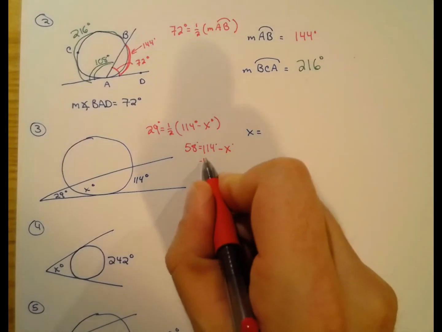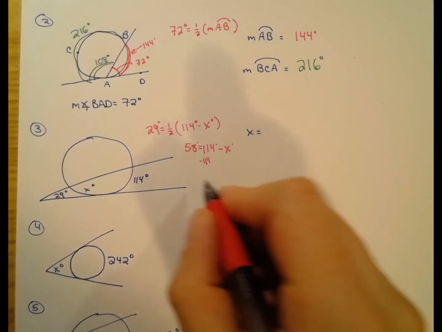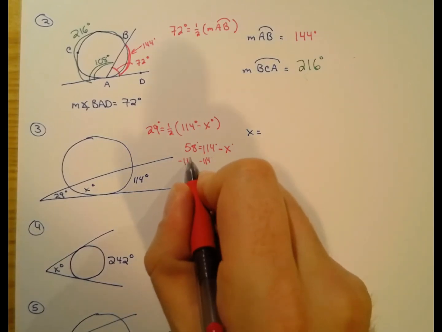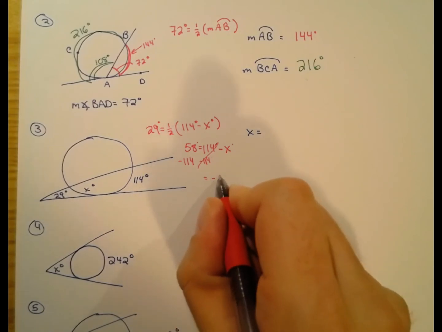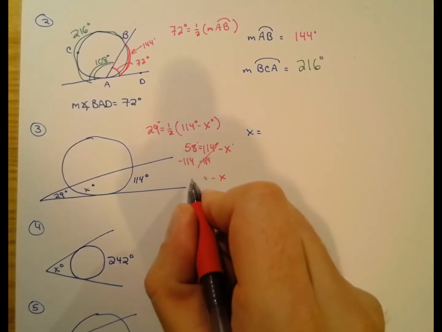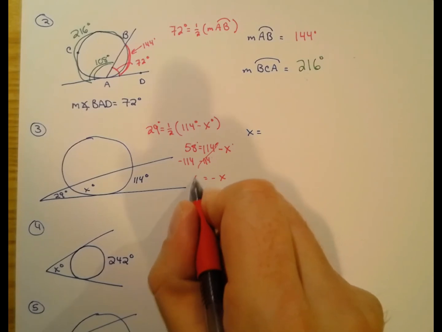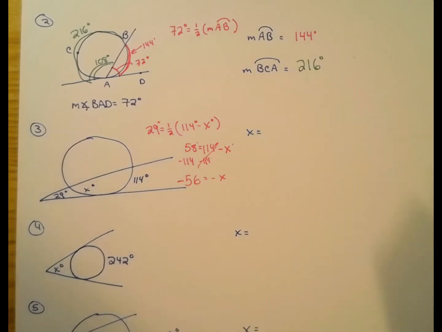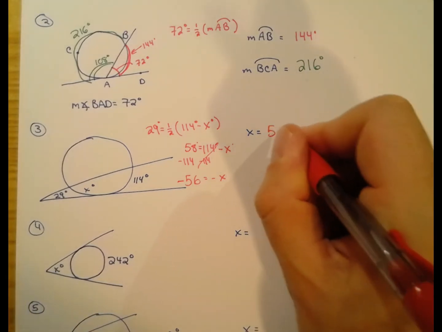And then we'll subtract 144 from both sides, 114 from both sides. I really wanted to say 144 there. And I get negative x equals, let's see here. Oh, we got to borrow there, don't we? Yeah. So 6, and I think it's 56. Negative 56, multiply both sides by -1, so positive x is positive 56.